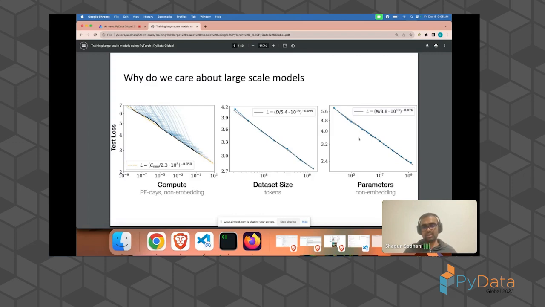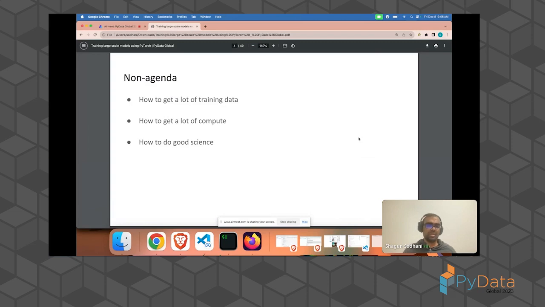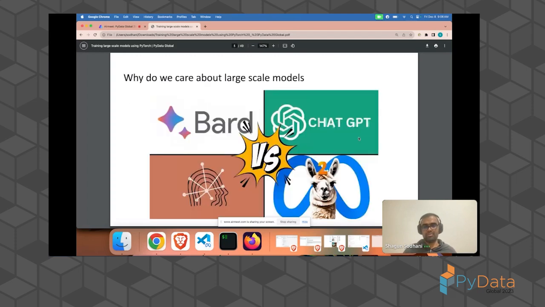We'll talk about some of the common problems that people run into when they are trying to scale models along these three axes and some of the ways that we can get around that using PyTorch. I also want to say what is not on the agenda for this talk: we wouldn't talk about how to get a lot of training data, and we wouldn't talk about how to get a lot of compute. We would also not talk about how to do good science. So this is in no way an exhaustive talk. These are the different things that you can do for training large-scale models in PyTorch, but it's not exhaustive.